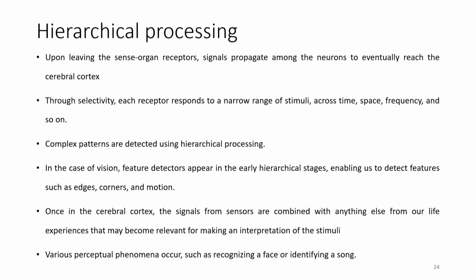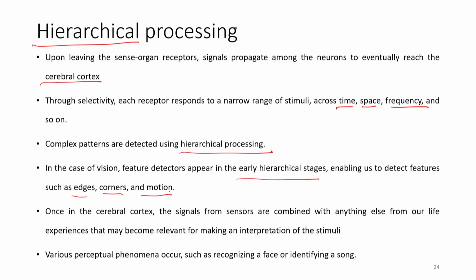So, indeed in the brain there is processing that occurs in parallel, but this processing is also hierarchical. Upon leaving the sense organ receptors, signals propagate among the neurons to eventually reach the cerebral cortex. Through selectivity, each receptor responds to a narrow range of stimuli across time, space, frequency and so on and so forth. Complex patterns are detected using hierarchical processing. In the case of vision, there are feature detectors which appear in the early hierarchical stages, enabling us to detect features such as edges, corners and motion.